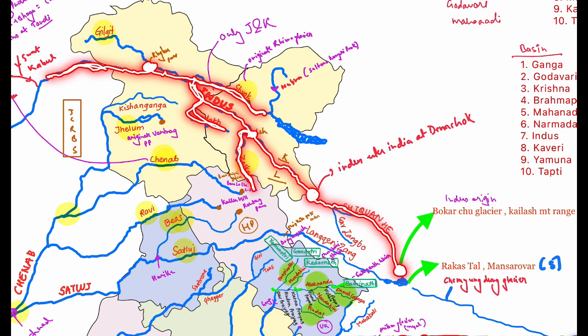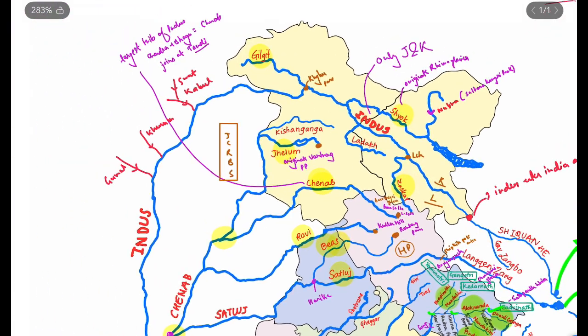The origin is the Bokarchu Glacier, then it enters India from Demchok, flows between the Karakoram and Ladakh ranges, then it meets the Zanskar, then the Ladakh, Shyok and Nubra meet it. The origin of the Shyok River is the Rimo Glacier, and then at the Khyber Pass the Gilgit River meets it, then it flows into Pakistan. Let's see the Pakistan part now.